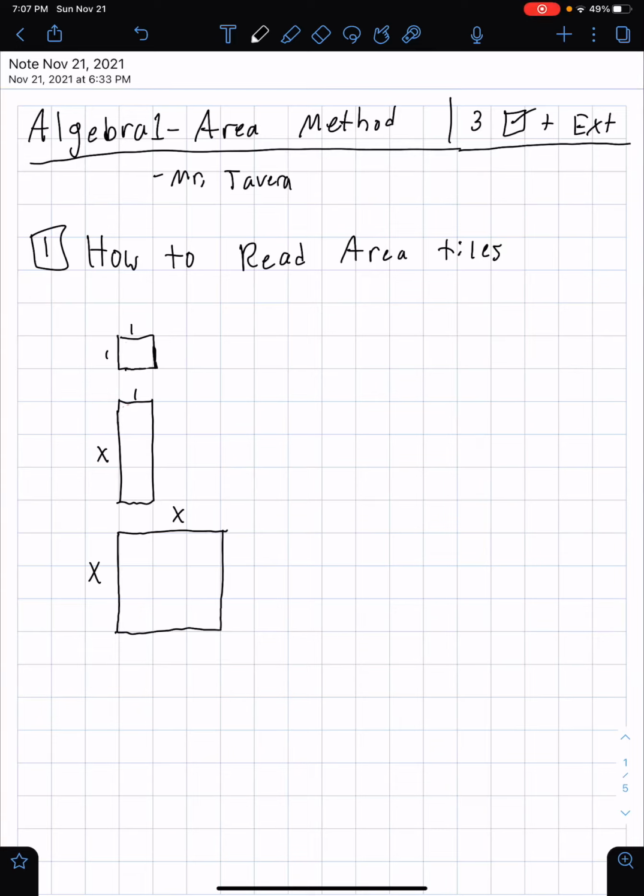Welcome back everyone to Algebra 1. Today we're going to learn about the area method and we'll apply that area method to multiply binomials.